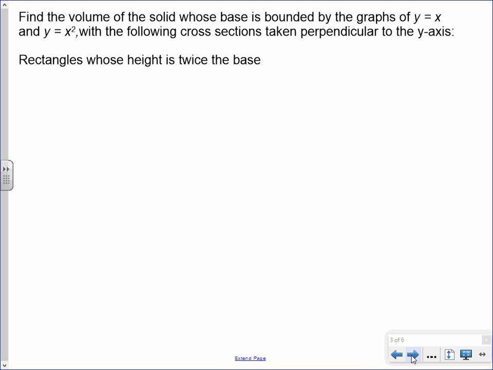Now we have a solid whose base is bounded by y equals x and y equals x squared. That's a nice region, right? With cross sections perpendicular to the y-axis, and they are rectangles whose height is twice the base. Okay, so write down what you need to.